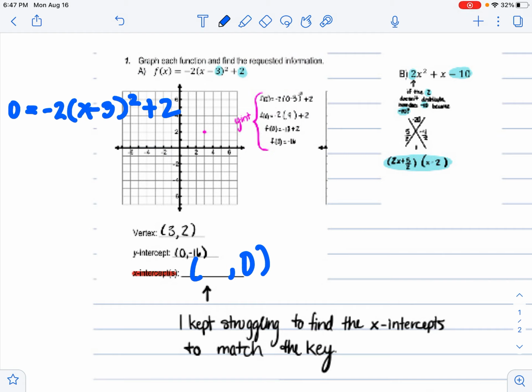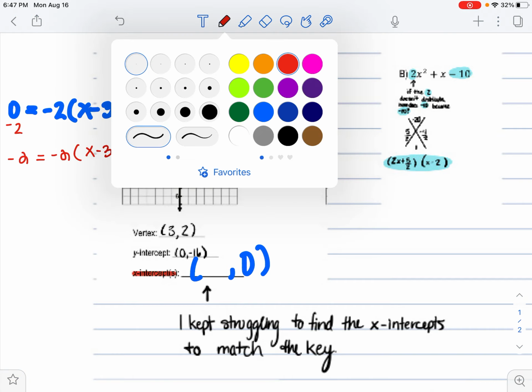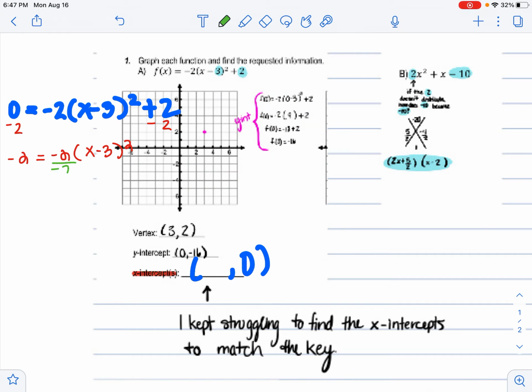I know I can solve this equation by square rooting because there's not an x and an x squared. I just see the x minus 3 quantity squared. So I'm going to get that by itself. Step number 1 is to subtract 2 from both sides. So now I have negative 2 equals negative 2 times the quantity of x minus 3 squared. Still can't solve by square rooting yet because of that negative 2 in front. So now I'm going to divide both sides by negative 2, and I have positive 1 equals x minus 3 quantity squared.